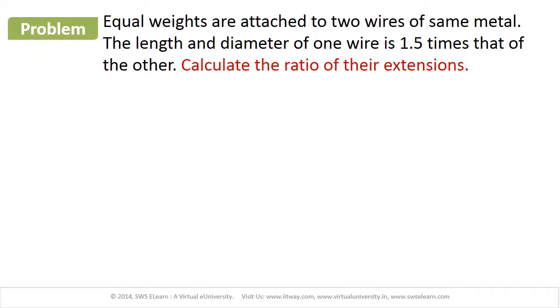Problem: Equal weights are attached to two wires of the same metal. The length and diameter of one wire is 1.5 times that of the other. Calculate the ratio of their extensions.